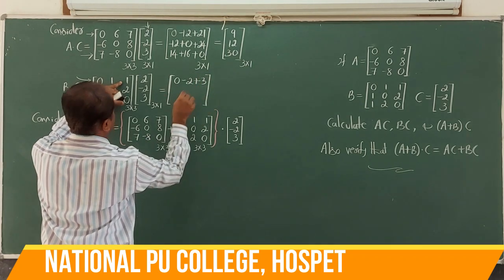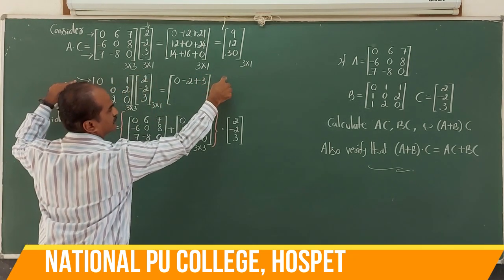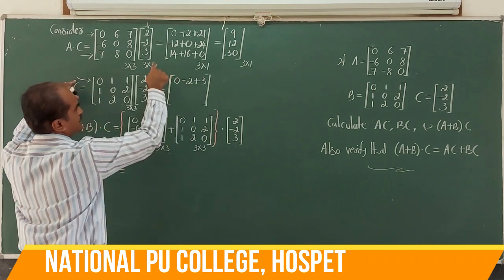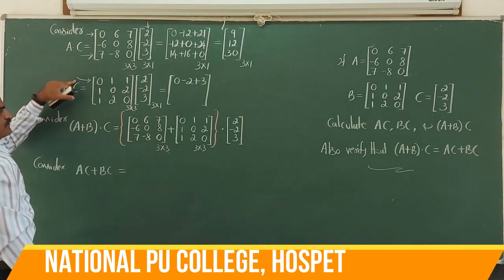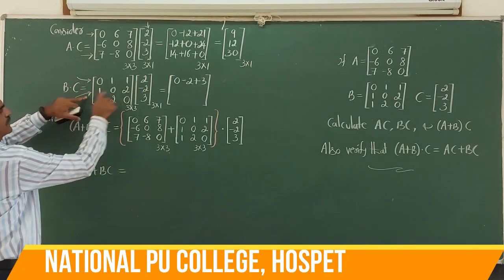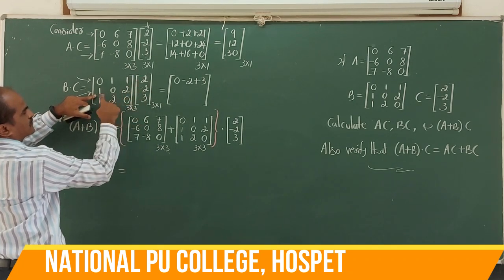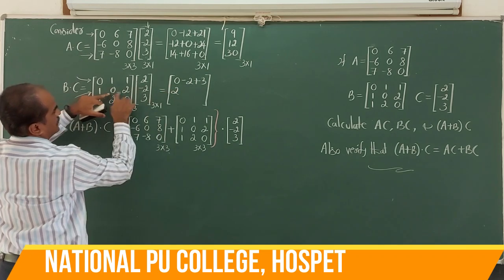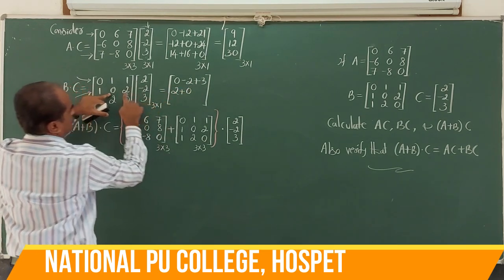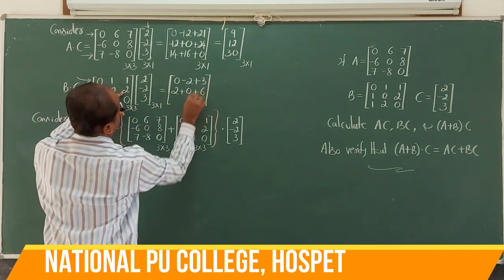No more columns. First row, second column: I cannot write the element because the second column is missing in the second matrix. Next, second row with this column: 1, 0, 2 with 2, minus 2, 3. 1 into 2, 2, 0 into minus 2, 0, 2 into 3, 6.